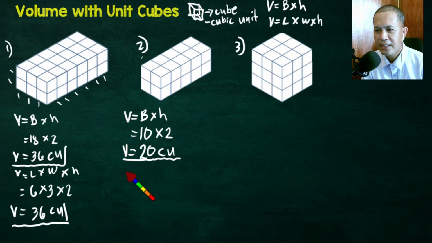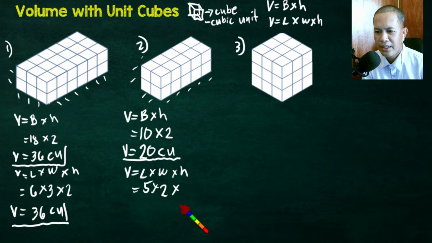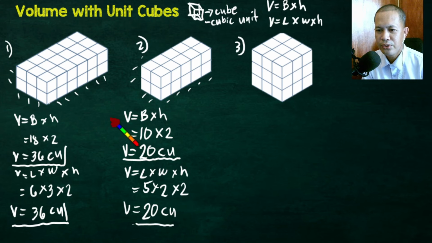Ibig sabihin ng CU ay cubic unit. Okay, let's try again yung ating second formula. Pwede natin yung gamitin. We have length times width times our height. Ang ating length, mahaba, 1, 2, 3, 4, 5. Ang ating width, 1 and 2. At ang ating height is 1 and 2. Dalawa din. So, ang ating volume dito, it's 5 times 2, 10 times 2. That is 20 cubic unit. Okay, so the same answer. Either you use the first formula or the second formula.